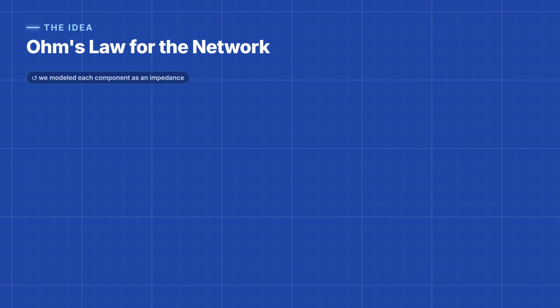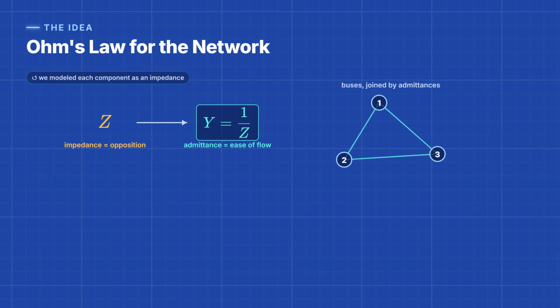Here's the idea behind it. Every component we have built so far, the generator, the transformer, the line, became an impedance. Impedance is the opposition to current. Now, we turn that around and use admittance instead. Admittance is just 1 divided by impedance. It is the ease of current flow. So, a line with low impedance has high admittance. The whole network is buses, joined by these admittances.